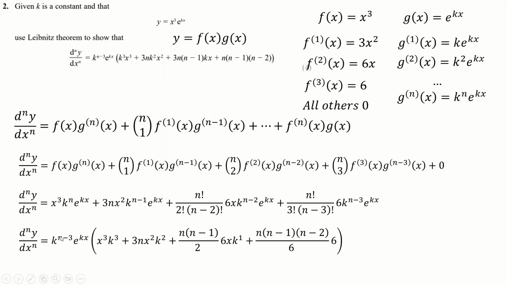I've also factorized out a k^(n-3), which leaves 3 of them here because those things added make this. Leaves 2 of them there because those things added make this, and so on. I've also factorized out an e to the kx because that's just in every single term. I did this, of course, because it told me to. I'm always looking at the thing that I'm aiming for.